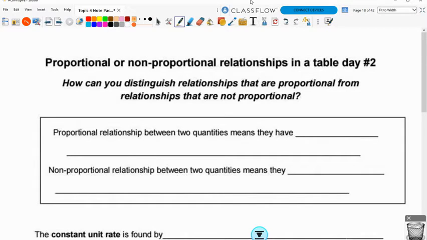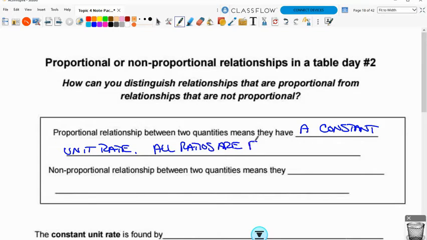A proportional relationship between two quantities means that they have a constant unit rate. All proportional relationships have a constant unit rate. This then means that all ratios are equivalent. So each time you set up the ratio, you're going to simplify it down and see if you get the same unit rate. If you do get a constant unit rate, then it will be a proportional relationship.